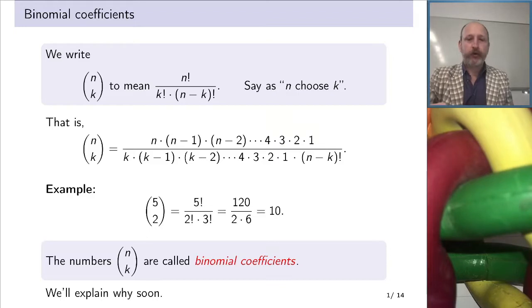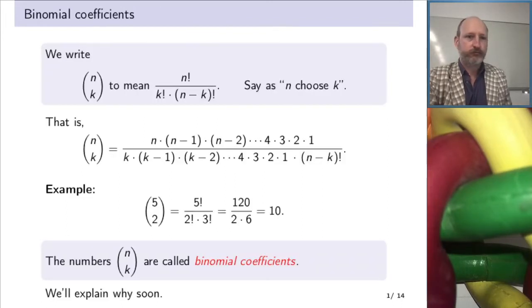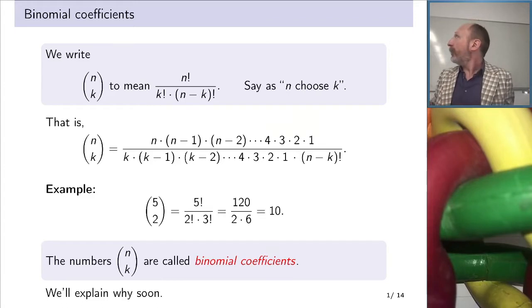So I'm going to write n choose k. Okay, that's not showing up the way I think it should. I'm going to write n choose k with those parentheses to mean n factorial over k factorial times n minus k factorial.